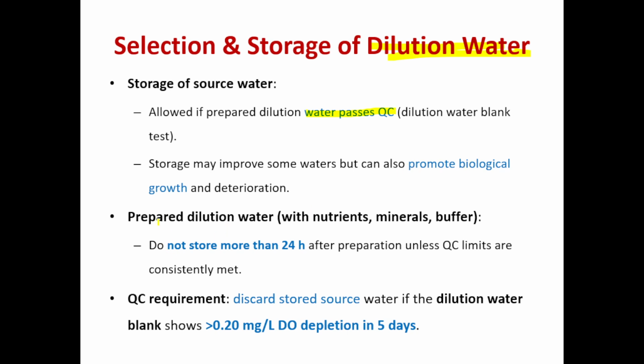So for prepared dilution water, don't store it more than 24 hours after preparation unless quality check limits are consistently met. As a quality check requirement, if the DO depletion of this dilution water is more than 0.2 mg per liter in 5 days, then we discard this dilution water, and if it is less than 0.2 mg per liter, then we can use this dilution water for the BOD test.